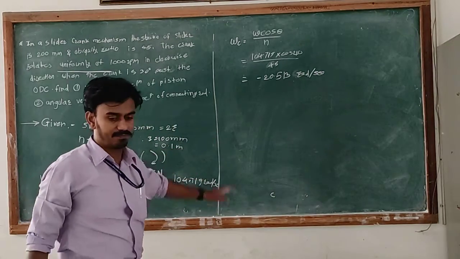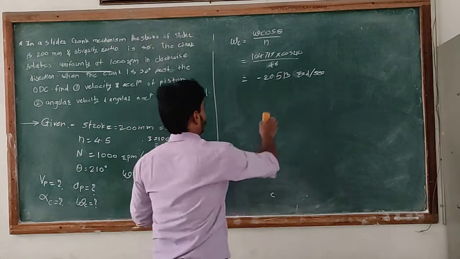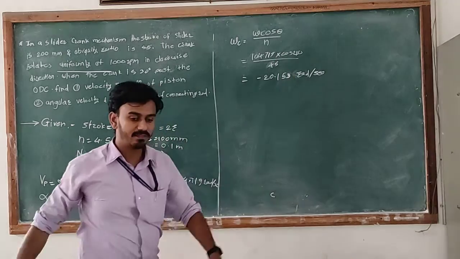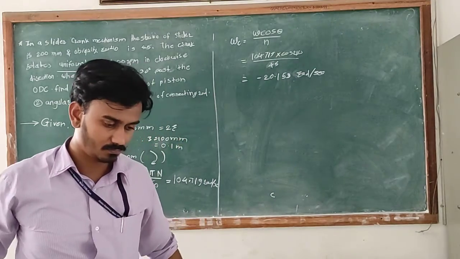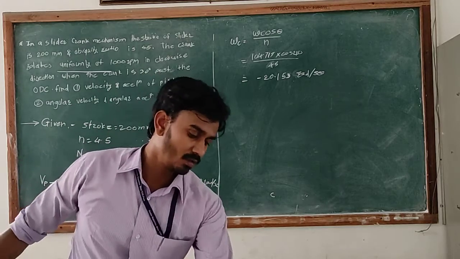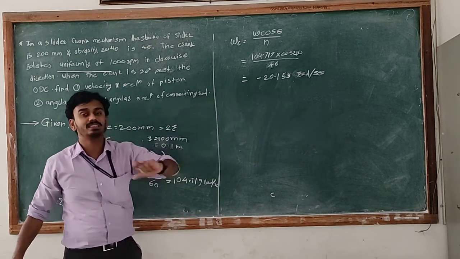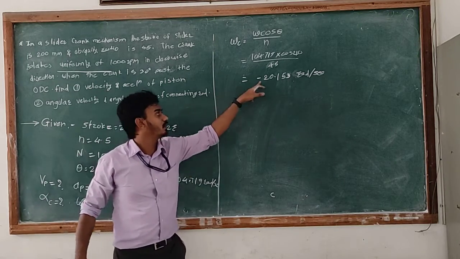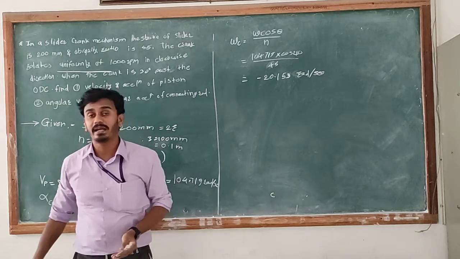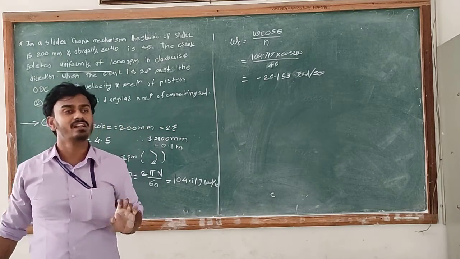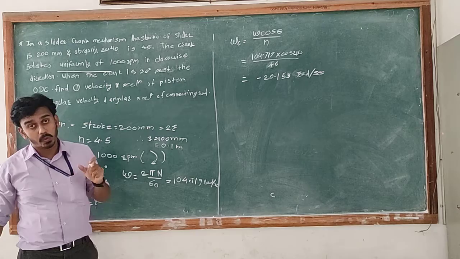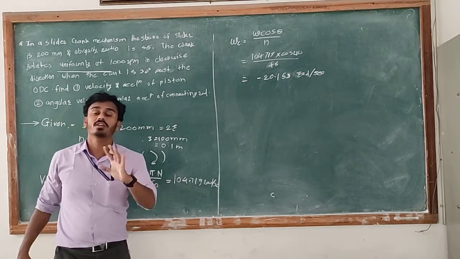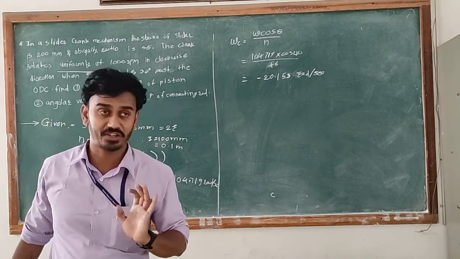minus 20.153. What is omega c? Omega c is the angular velocity of the connecting rod, and here we got the minus sign. So what is the meaning of this minus sign? This minus sign indicates that the angular velocity of the crank and the angular velocity of the connecting rod are in the same direction.